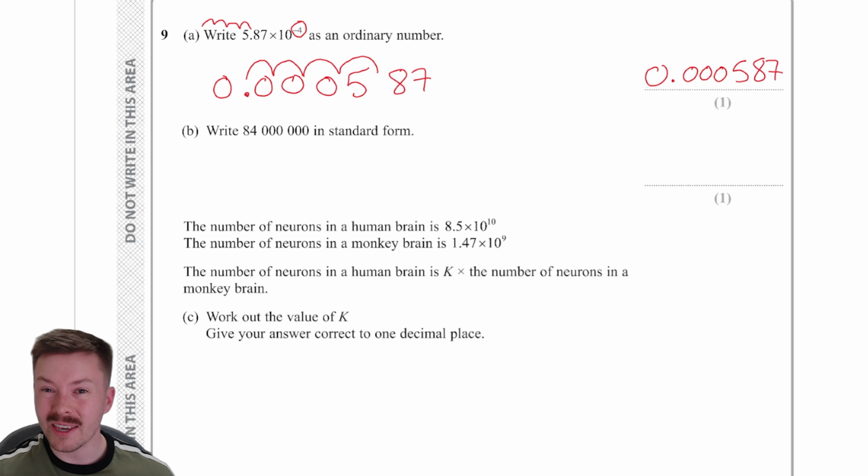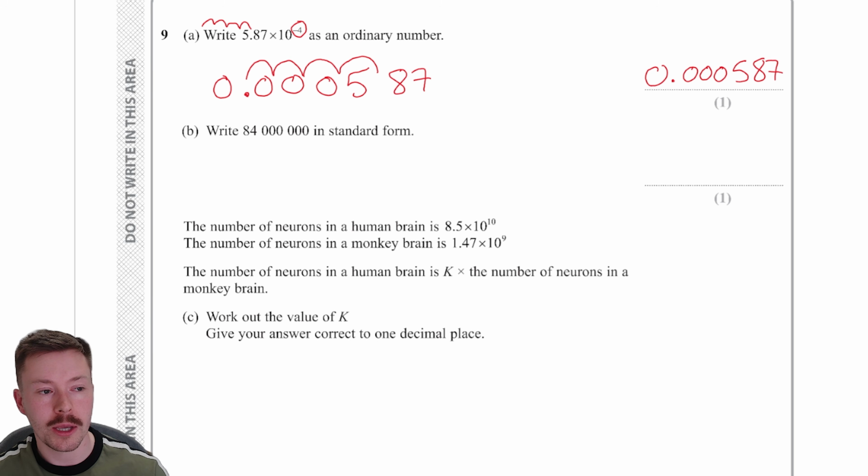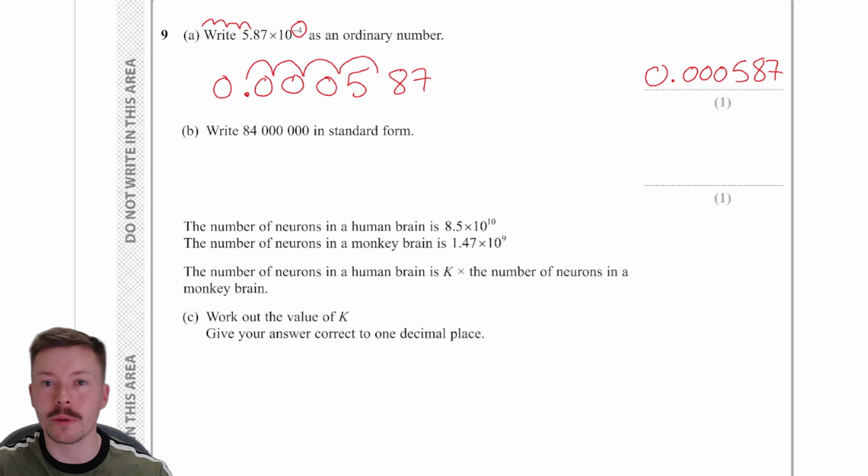0.000587. Now, a kind of cheap way with these negative powers with standard form is whatever the number is, in this case 4, that is how many zeros you are going to have at the front of your number. Obviously, 1 will be before your decimal place.